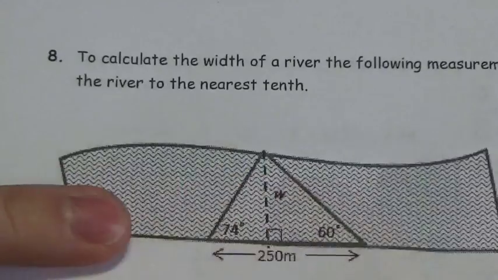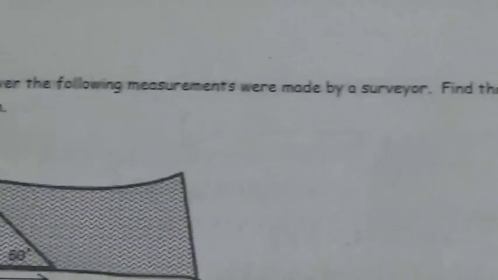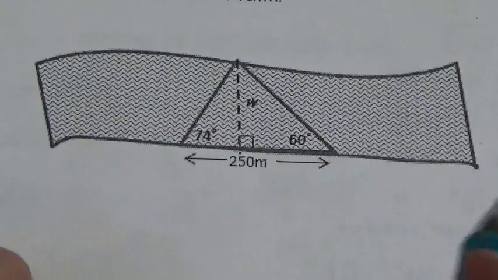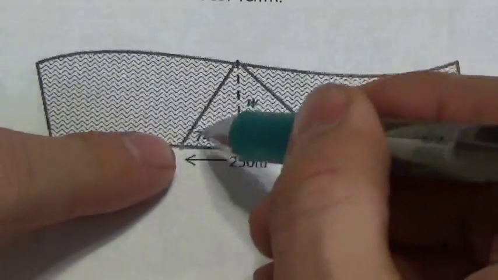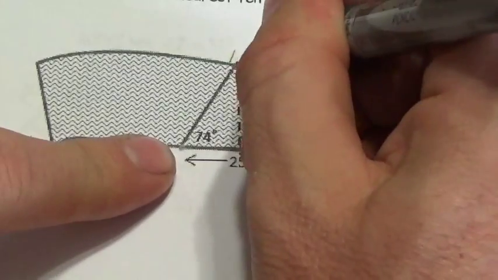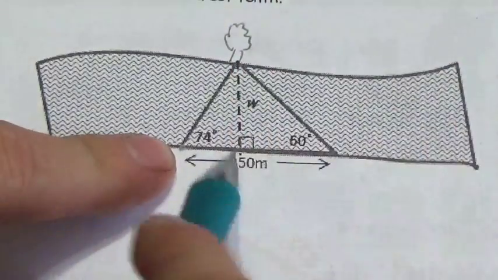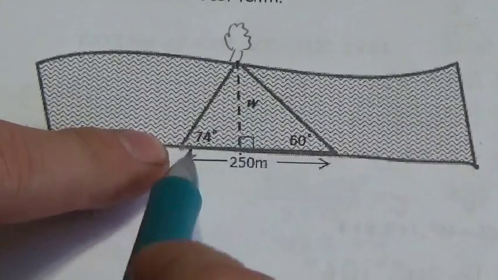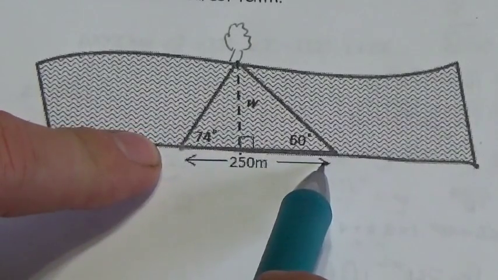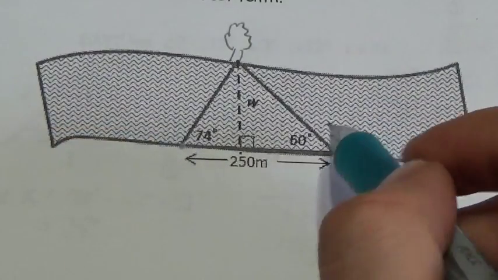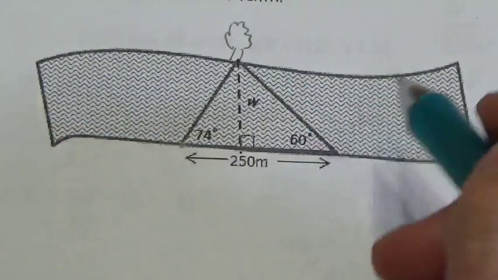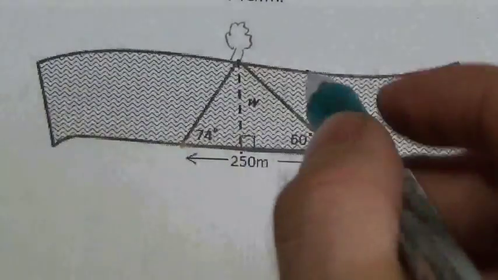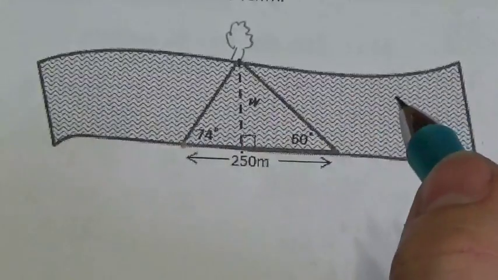So to calculate the width of the river, the following measurements were made by a surveyor, and then we're going to find the width of the river to the nearest tenth here. So what happens here is you got this surveyor, he stands here, he looks to some spot here, let's say there's a tree there, a beautiful tree. Looks over there and he takes his measurement, he measures that angle to be 74 degrees, and then he goes for a little hike, 250 meters, turns around and he looks back at that same tree and he measures this angle to be 60 degrees. Okay? So we know these measurements right here. So the question is, how wide is the river?